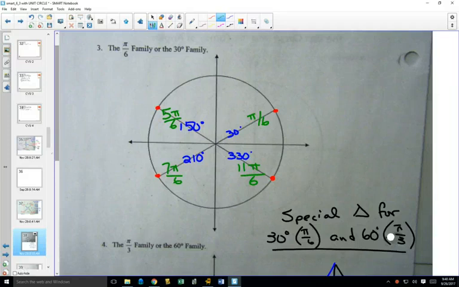How did you do? So we got 5 pi over 6, 7 pi over 6, and 11 pi over 6. Yeah, that's what I thought too. What's that? I thought it said 16, not 6. Oh, yeah, this one looks slanted. I'll try and make that look more like pi over 6, not 16 on the bottom.